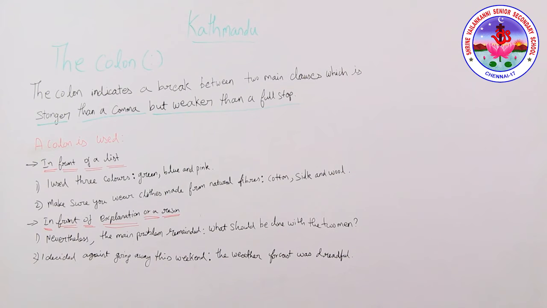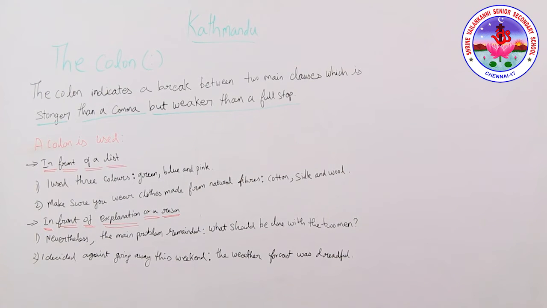The next use of the colon is in front of an explanation or a reason. The first sentence you're going to see is an explanation. Nevertheless, the main problem remained: what should be done with the two men. Here is an explanation. The next one is for a reason.